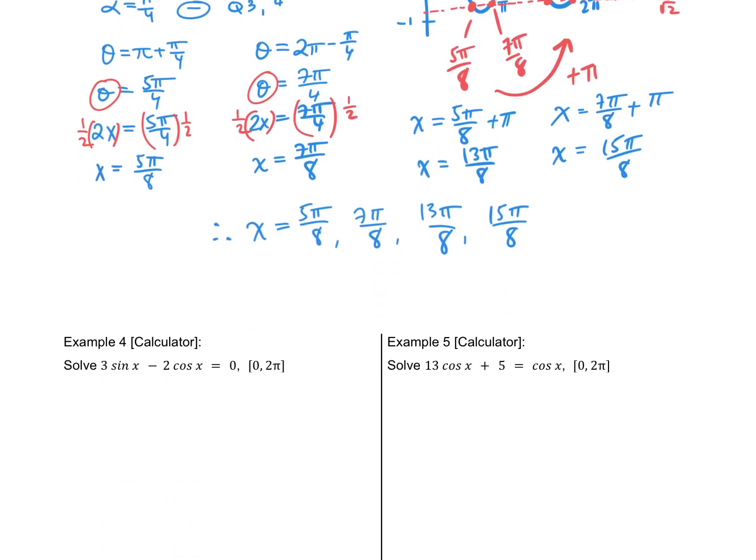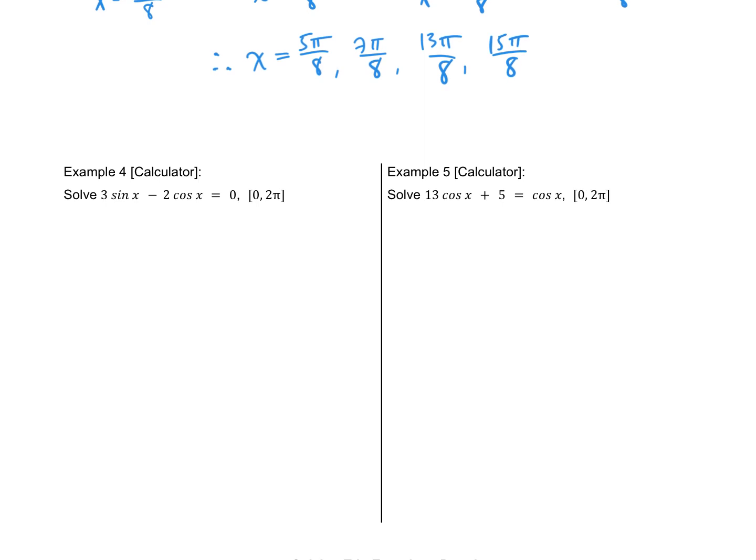So let's try 2 more examples here. This time we will need our calculators. If we look at example 4, you will see that this equation has sine x and cos x. So we are going to have to use a trig identity here. But before we do that, I'm just going to bring this 2 cos x to the other side. And now, I can't solve this trig equation with 2 trig functions, so I need to think of an identity that might fix this problem.